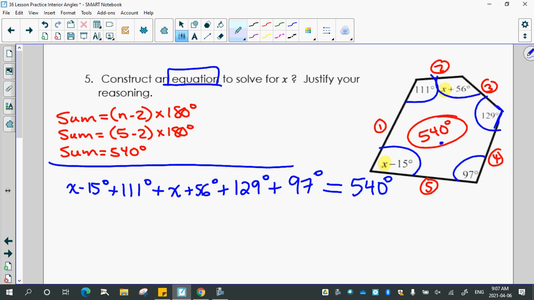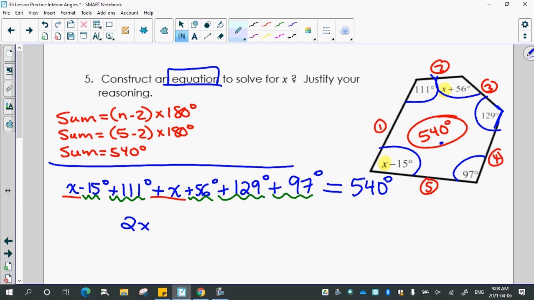Add all the like terms. Good. So there's an x. Is there any other x? There's another one. And then these are all, they don't have x's in them. They're just angles. So if I collect the 2 reds together and the 1, 2, 3, 4, 5 greens together, I'm simplifying the left side of the equation. Okay? So x plus x is 2x.